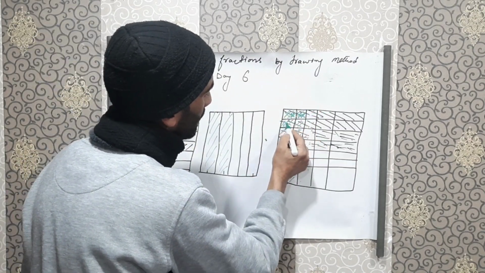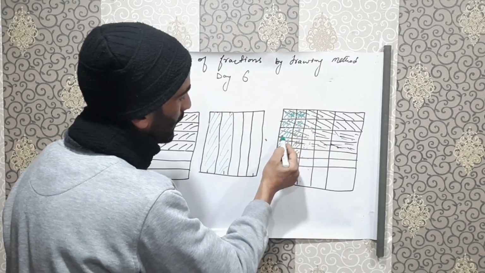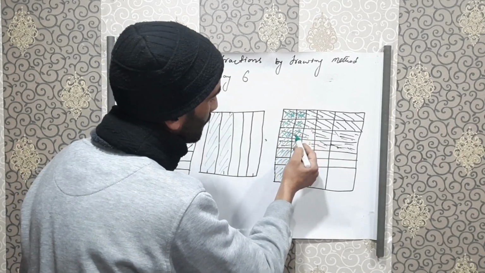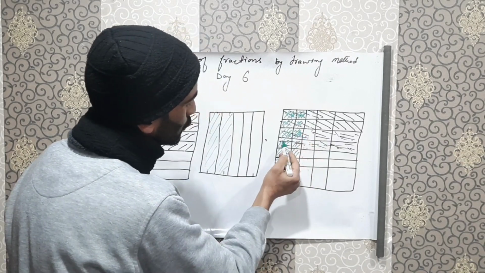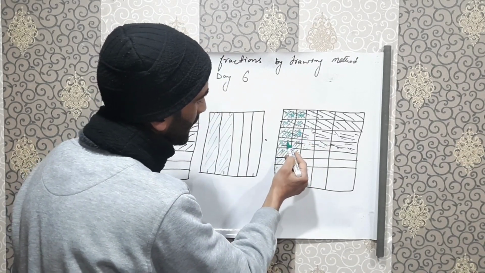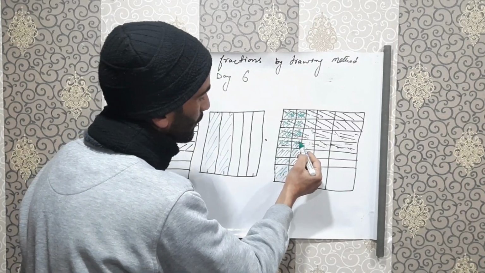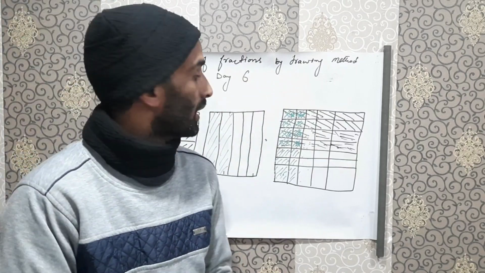Here also one from the first fraction, another from the second fraction. Here also, and here also, and here also one from the first fraction, another from the second fraction. Those double shaded parts we have cancelled.